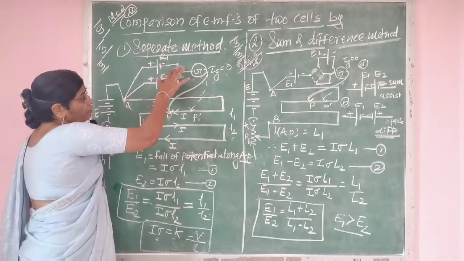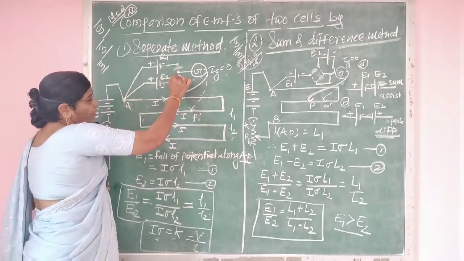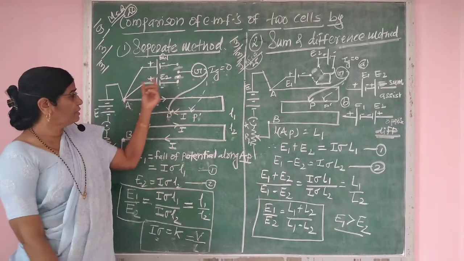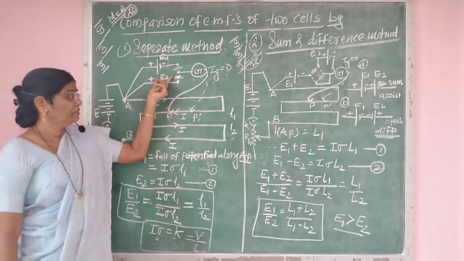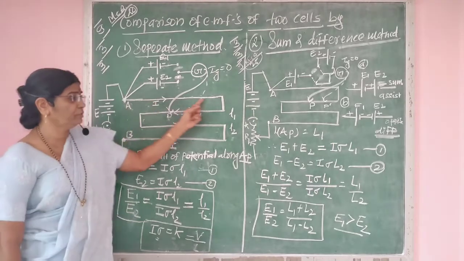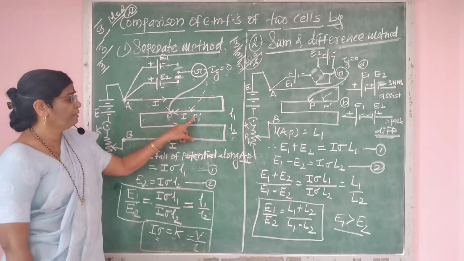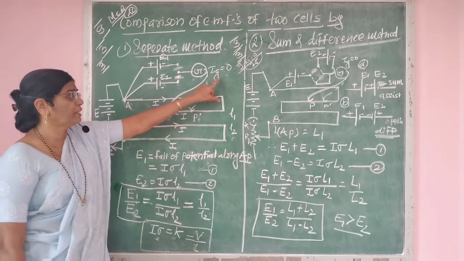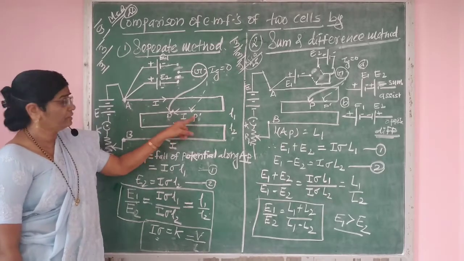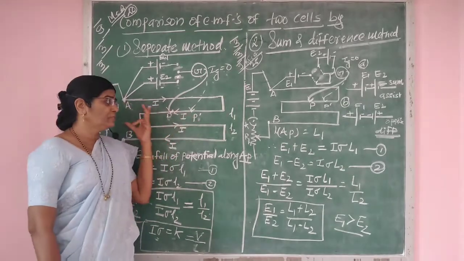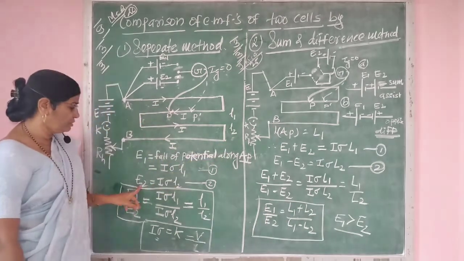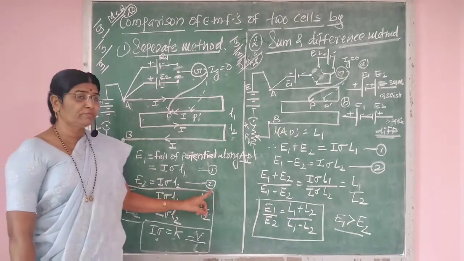Now remove this key and keep on another side, that is we have to introduce here key. At that time the cell E2 is in the circuit. Once again tap the jockey on the different points of the wire. For point contact P dash, once again the galvanometer shows a null deflection. This point is known as a balance point and the length between A and P dash is known as a balancing length. If this length is L2, then we have to write E2 is equal to I sigma L2. This is equation number 2.